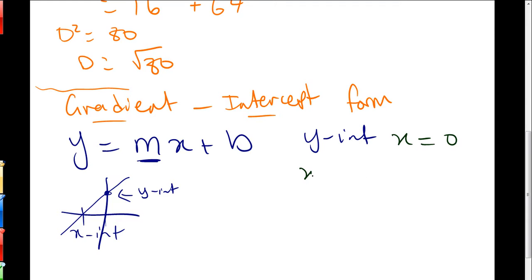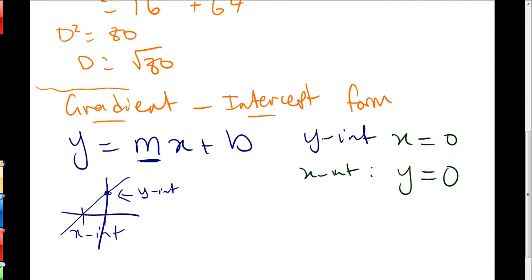And similarly, for my x-intercept, I don't know where it is. I don't know the value of it, but I can work it out. And that's through making y equal to 0 this time. So I know that y is 0 at my x-intercept. Wherever it cuts my x-axis, at that point I'm not going up or down. So my y is 0.